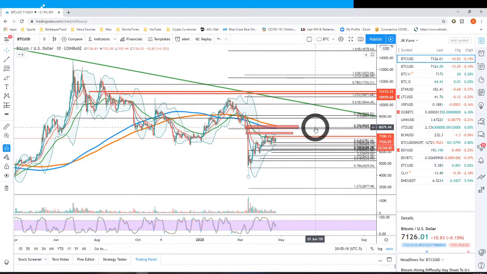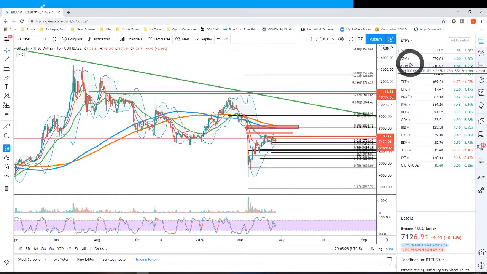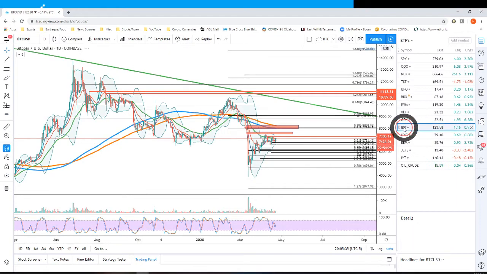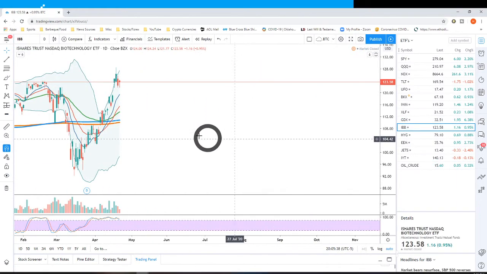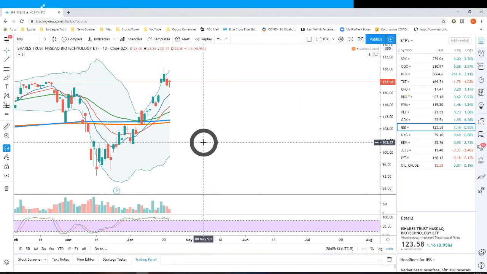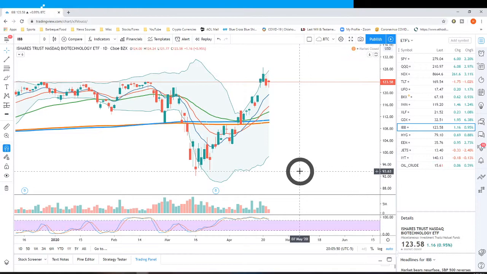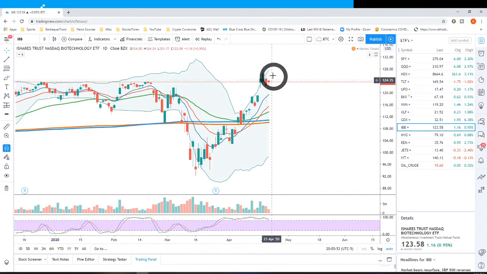Okay, anything else I'm missing? Let's take a look at maybe some ETFs. Let's see, biotech industry. Okay. Hang on one second. All right, so I want you guys to look at this real quick.